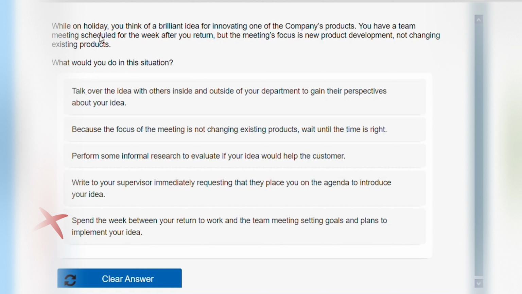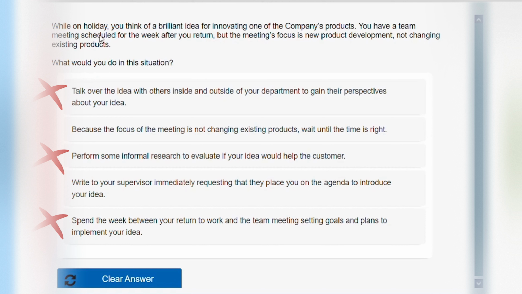The first one is a no as well. You just can't talk over the idea with others outside and inside the company without even sharing it and talking it with your team. Perform some informal research to evaluate if your idea would help the customer. Now, this is a good thing to do, but it doesn't answer the challenge that is posed by the question itself, which is how would you handle the meeting, not rather how would you get the research and data on the idea.